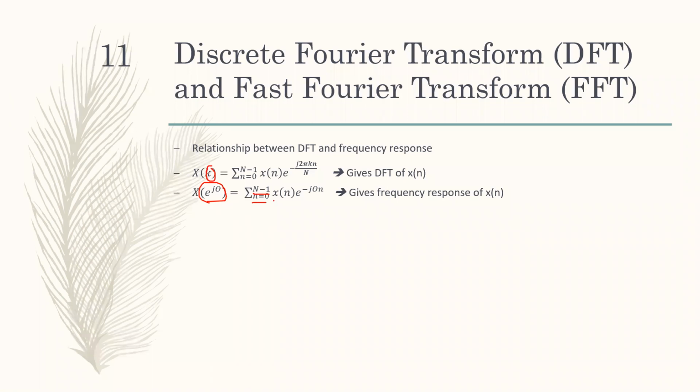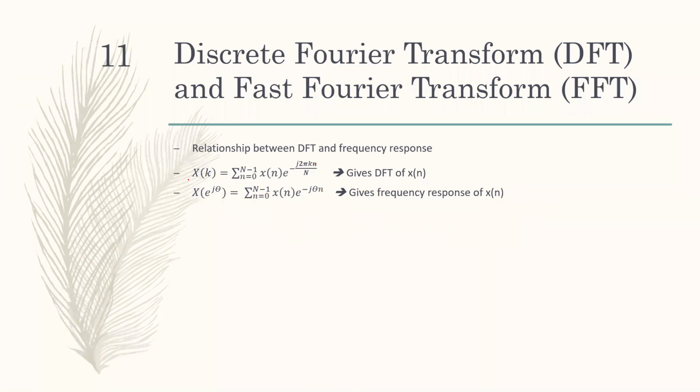But we have to look out for the overall expression. This is x of n, for the sequence. Now here, if you see, it is e raised to minus j 2 pi kn by N, whereas on the other side I have e raised to minus j theta n. If I just get rid of this, I'll get to know what comparison has to be done in order to get the frequency response from x of k. That is what I have to look out for.